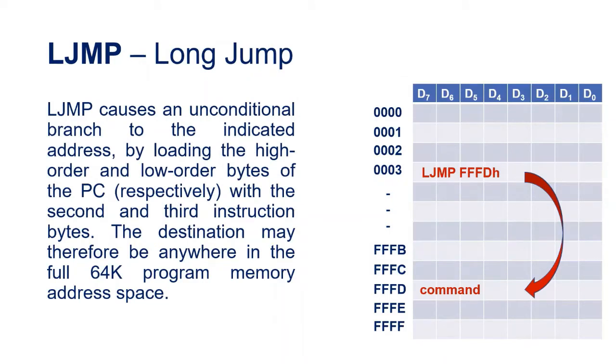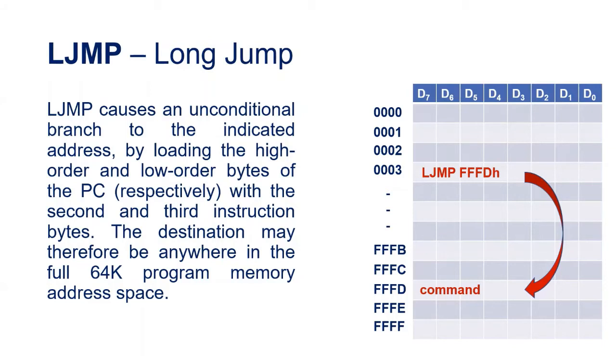Next is ljmp or long jump. So ano nga ba itong ljmp command? So the ljmp command causes an unconditional branch. So ibig sabihin pag sinabi nating unconditional branch, hindi siya nanghihingi ng kahit anong kondisyon or situation para i-execute yung jump command. Okay? So it causes an unconditional branch or jump to the indicated address by loading the high order and low order bytes of the program counter respectively with the second and third instruction bytes. So the destination may therefore be anywhere in the full 64K program memory address space.